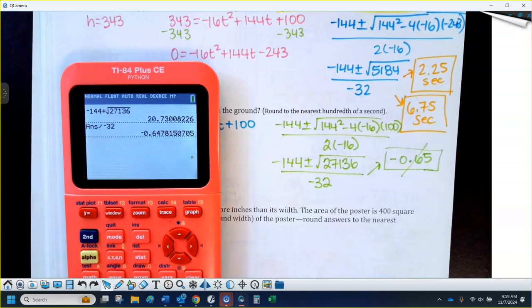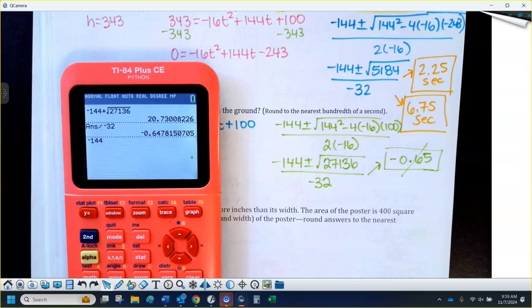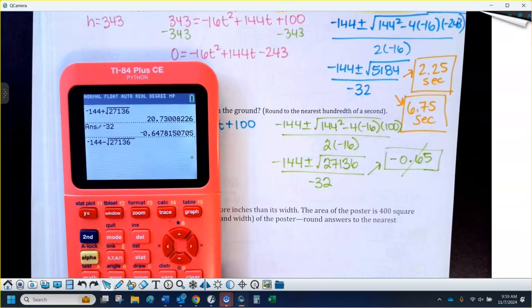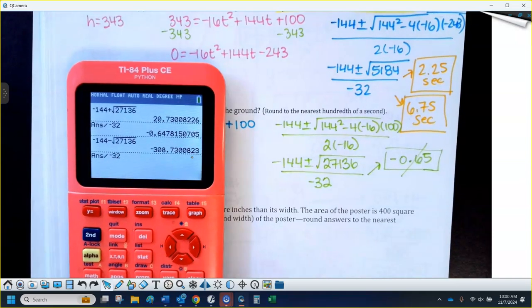If I was being smart about this, I would know that my answer has to come from me doing negative 144 minus that square root. Does anybody know why I would know that? Like, how do I know I'm going to get a positive answer if I'm going to subtract that on the top? You got a negative on the bottom. So you got negative 144 minus, that's got to be a negative number, divided by negative 32. The two negatives have to cancel out to give you a positive answer.